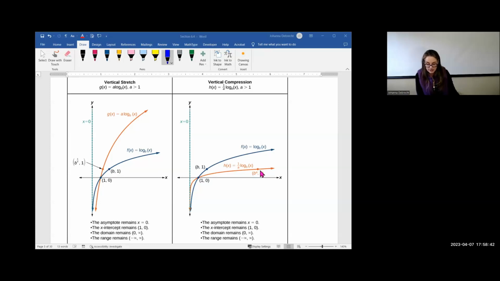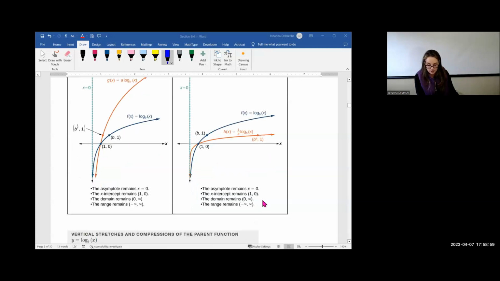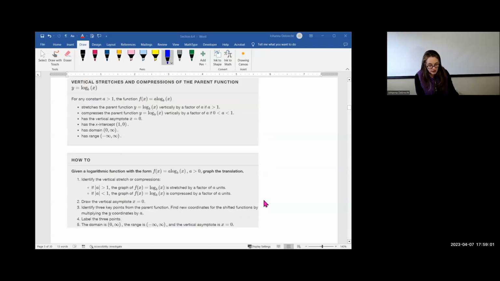I don't expect my students to necessarily know these. I think it's great if you do, but I think this is kind of pushing the edges of what I expect my students to know. So again, I don't expect you to know that the point b comma 1 goes to b to the a comma 1. I don't expect you to figure that out, right?